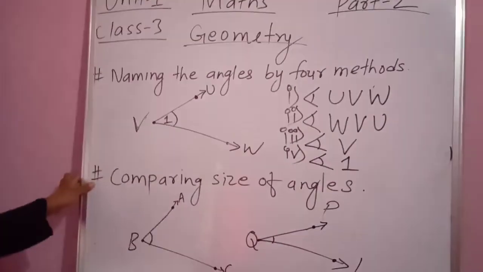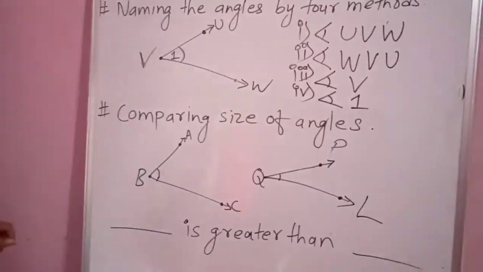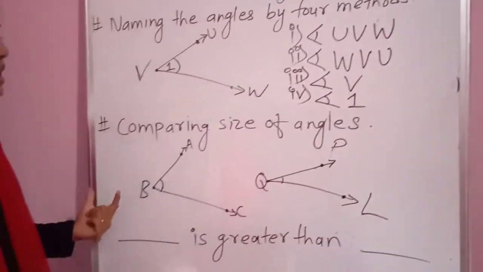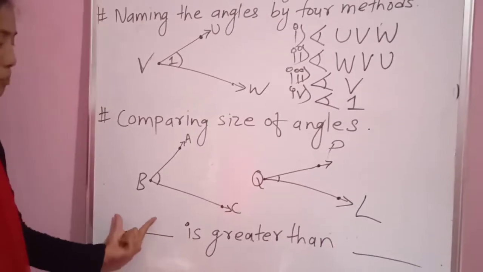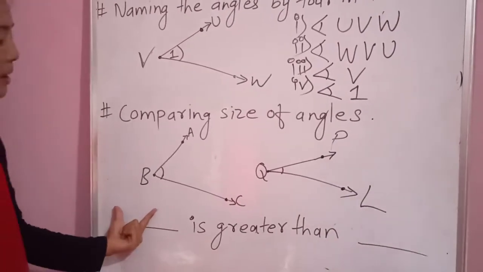So these are the 4 methods to name the angles of this given figure. Okay. So now comparing the size of angles. In this first blank you have to write the name of the bigger angle.